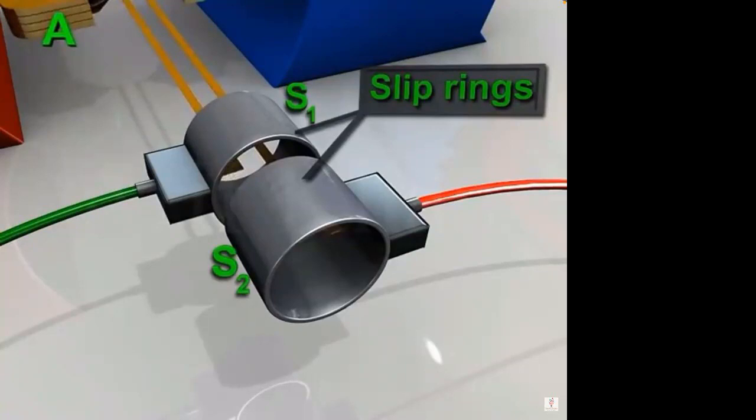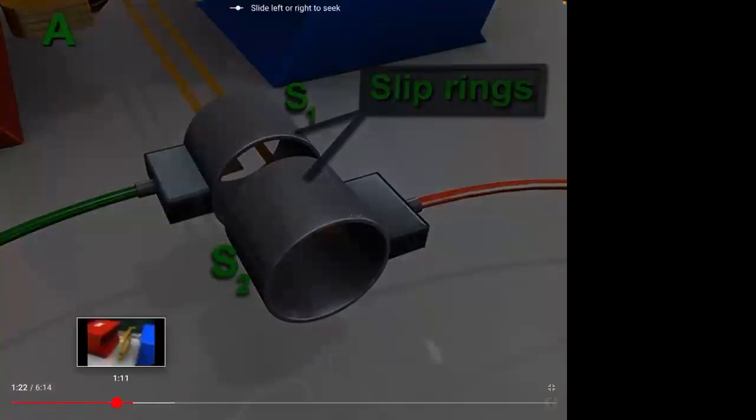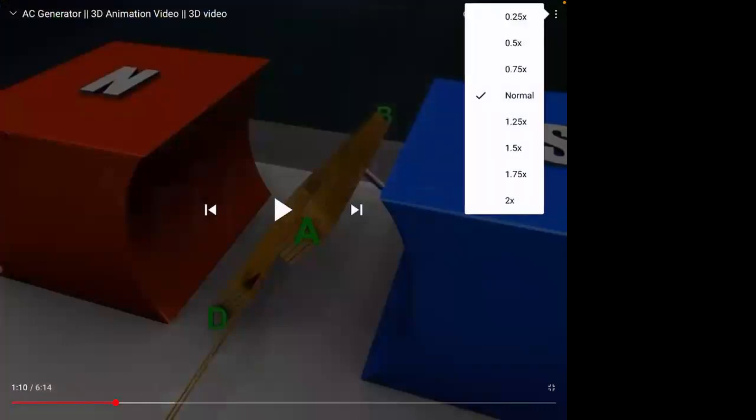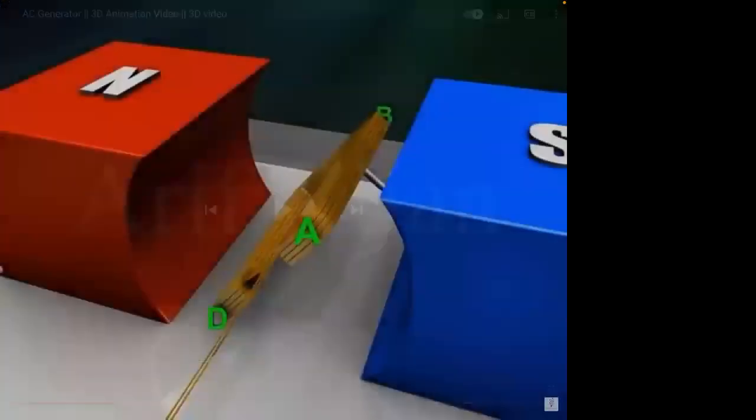If you observe, I will slowly rewind it. Now observe the speed, observe the slip ring, where I will try to reduce the playback speed also. You observe the slip ring: one of the rods coming from the armature coil will only be in contact with S1. The other one will be in contact with S2, so that this will help the coil to change the direction of current with respect to time.